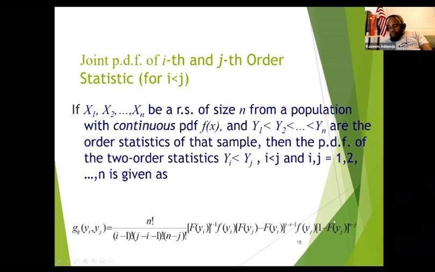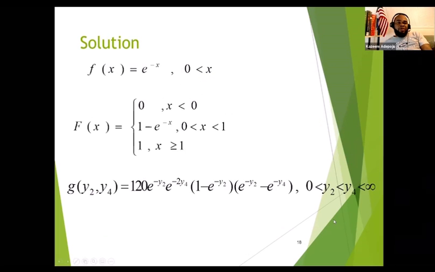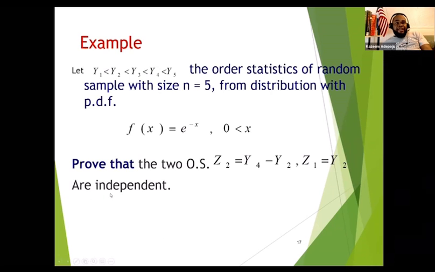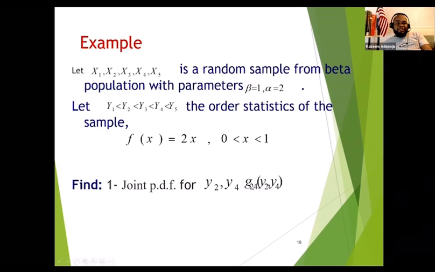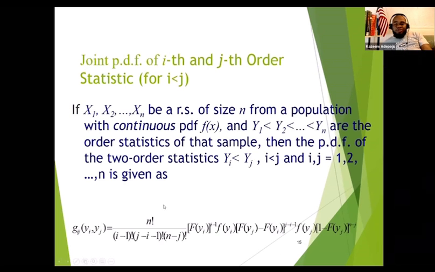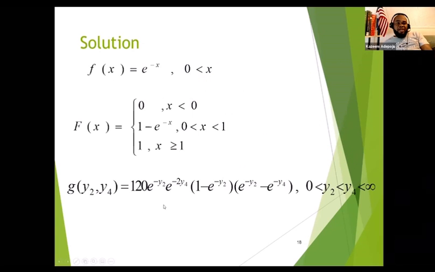Now for the formula, your i is going to be 2, your j is going to be 4, and of course your n is going to be 5. When you plug that in here, you're going to be surprised. What you actually get is this guy here. So this is the distribution, g of y2 and y4.